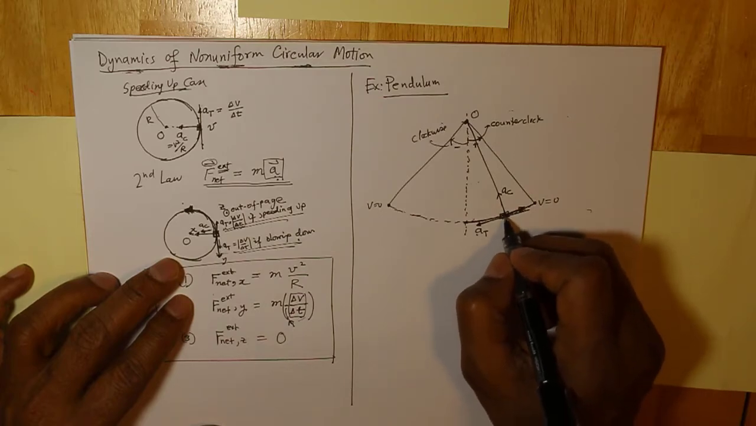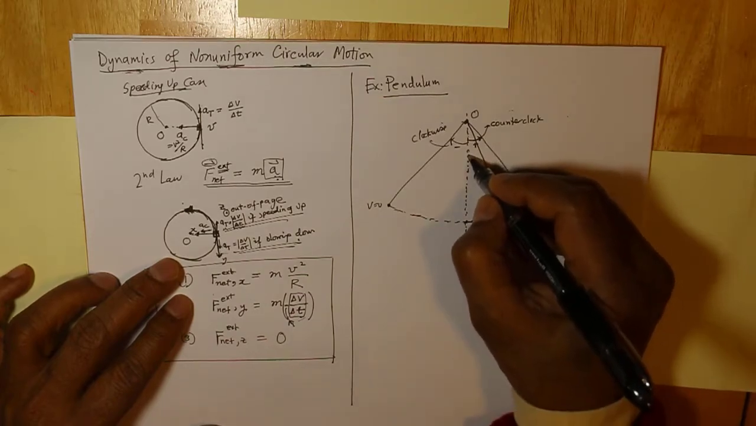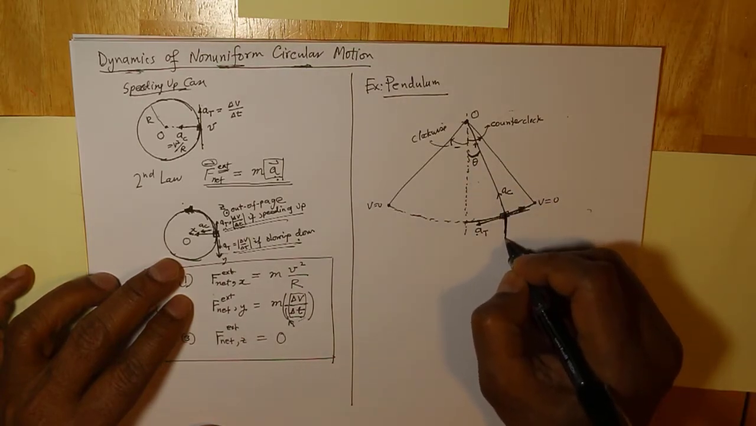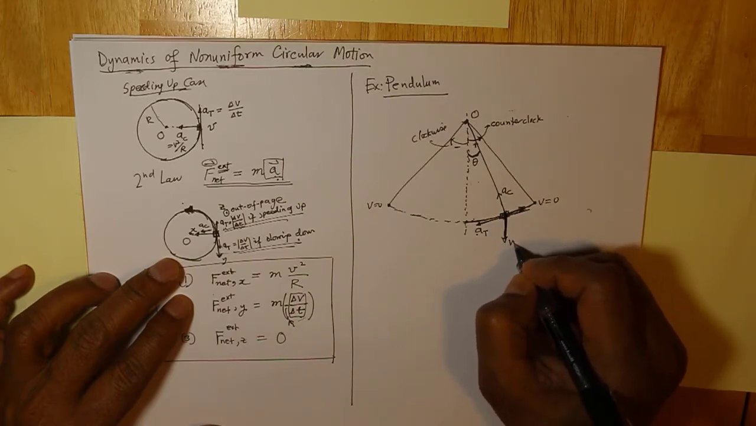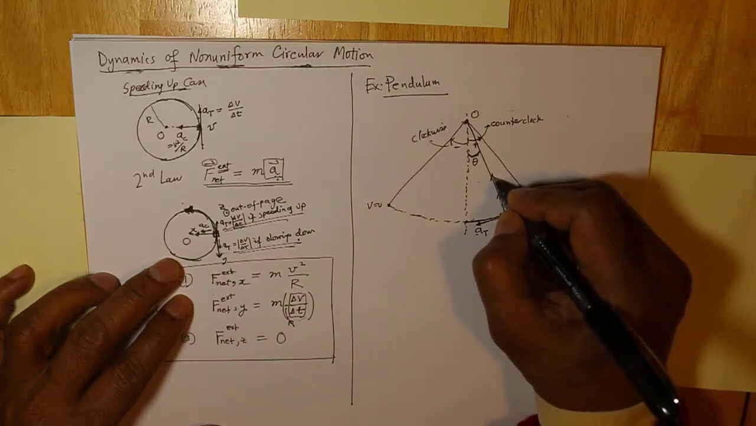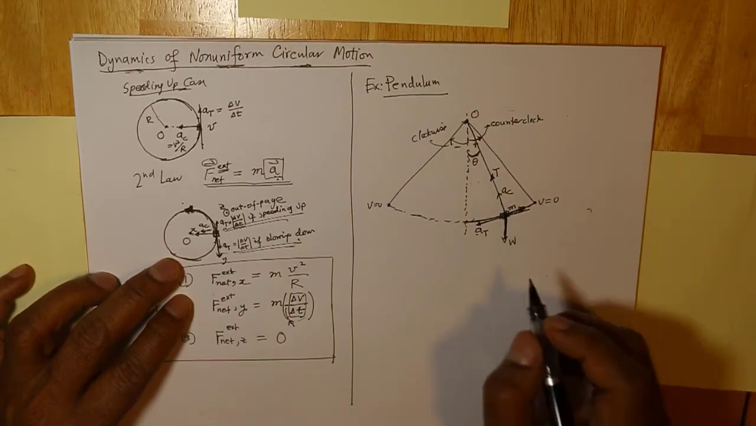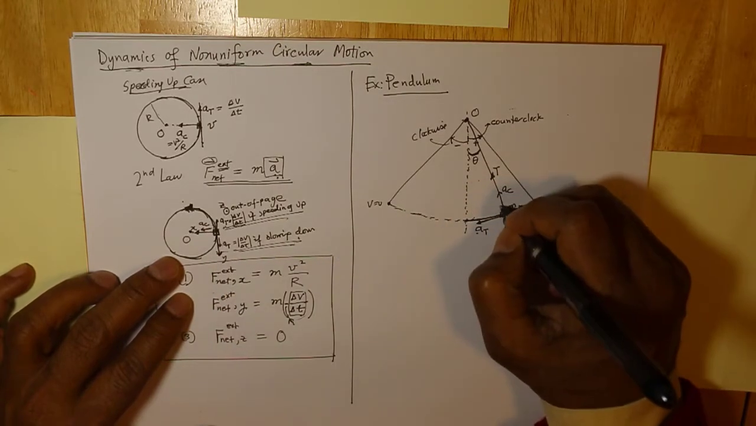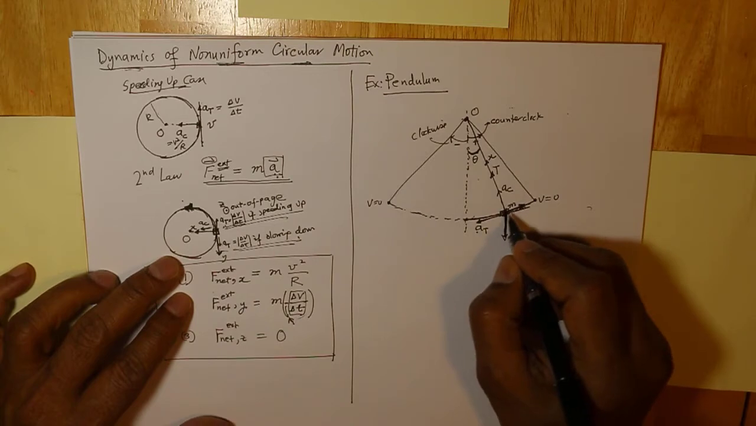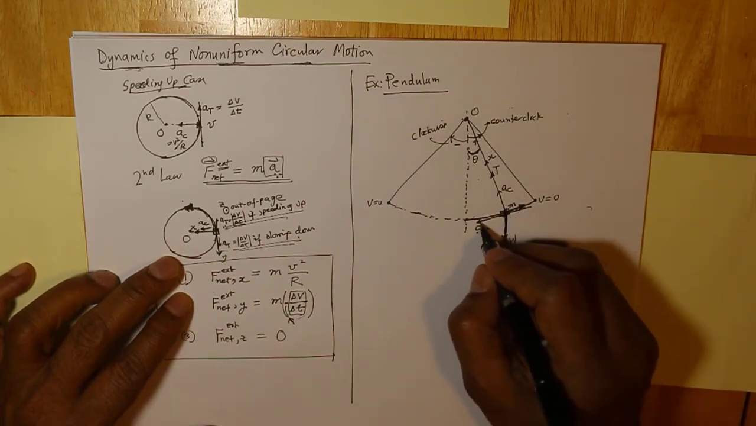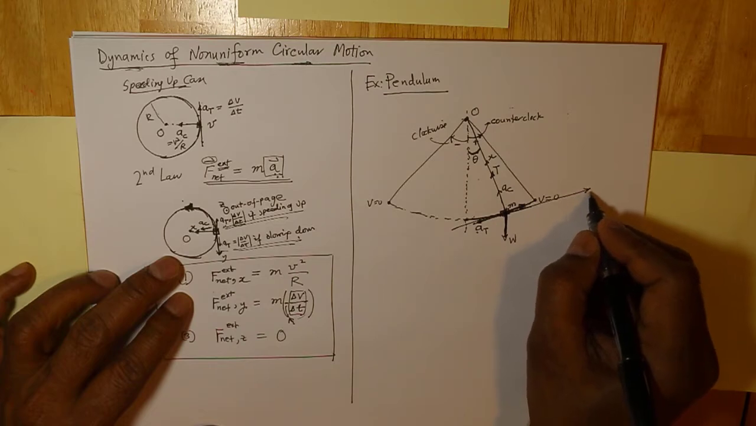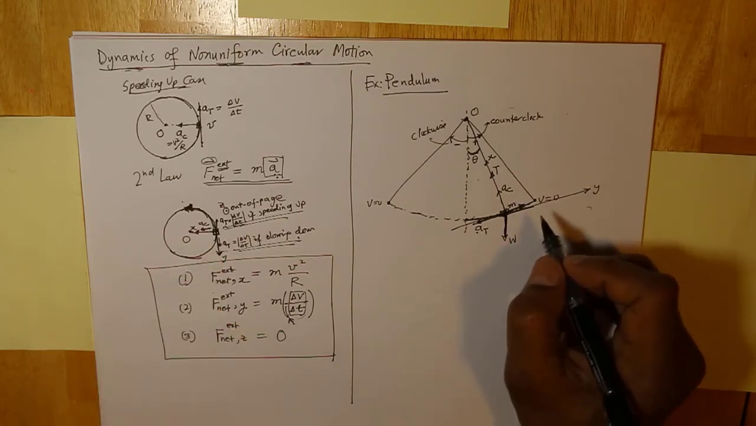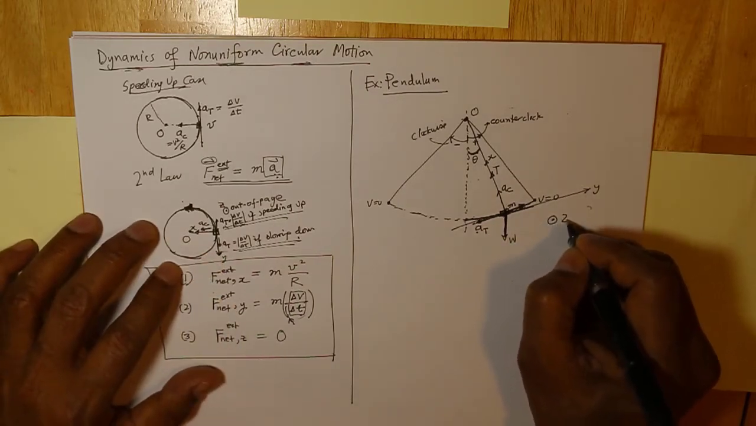Force-wise, there is gravity pulling it down. Let's call this angle theta at this point. This is straight down, this is the weight, mass m, and along this is tension. Just like before, we can call this the x-axis and this the y-axis. When it is speeding up, then a sub T will be that way, and coming out will be the z-axis.